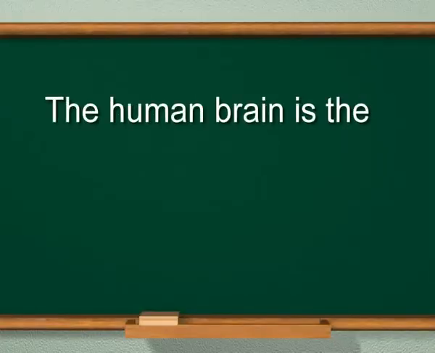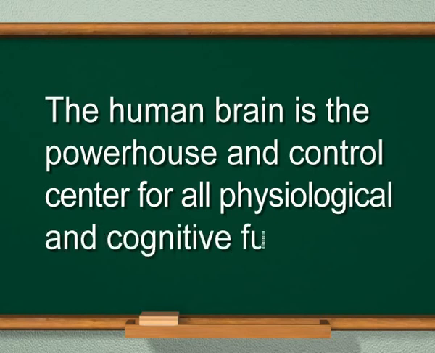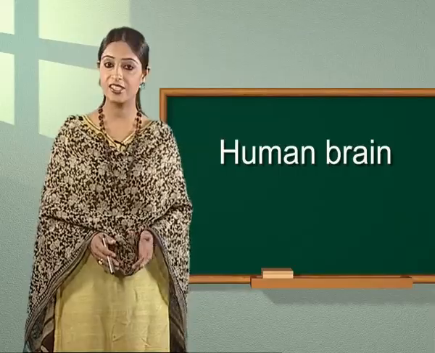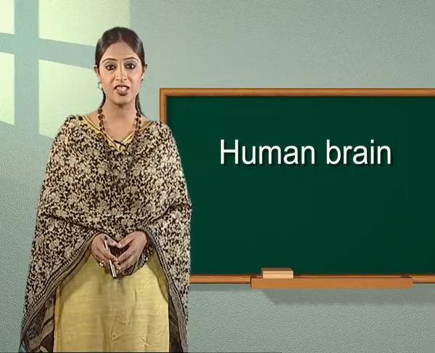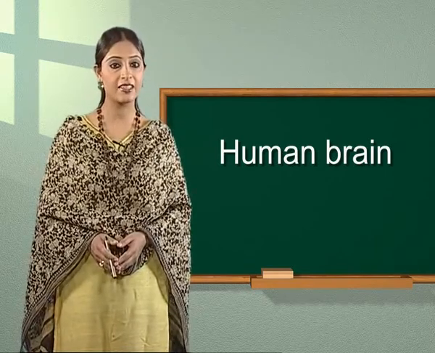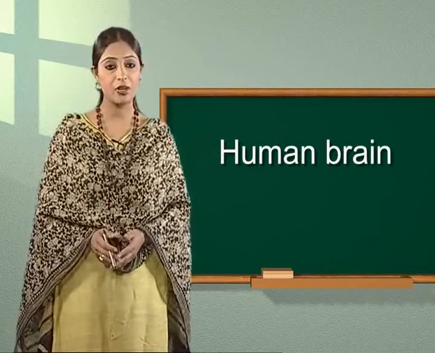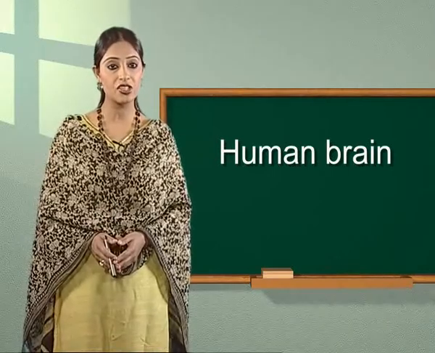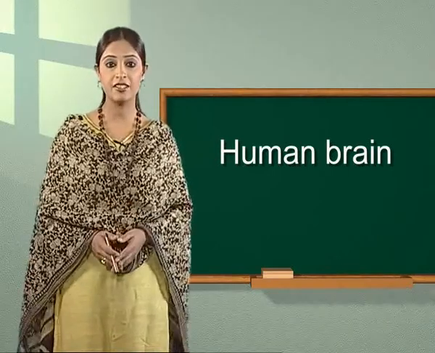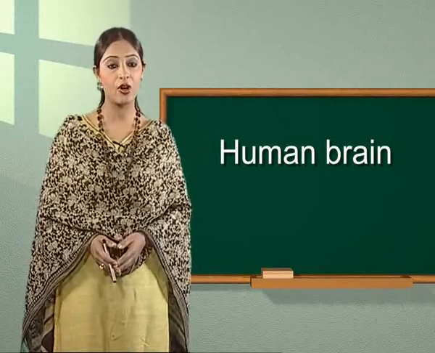The human brain is the powerhouse and control center for all physiological and cognitive functions. The brain controls lower unconscious physiological activities such as breathing, pulse and digestion, and higher conscious activities such as thinking, reasoning and feeling. The human brain is unique because it contains billions of neurological connections that work together to carry out more complex functions which other organisms cannot do.